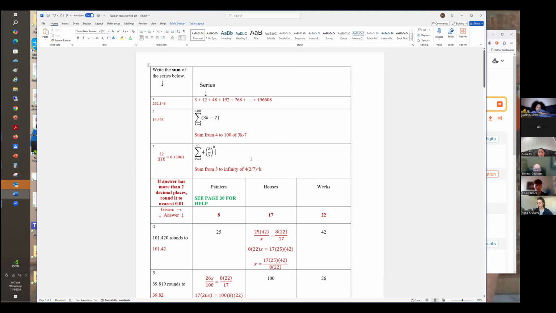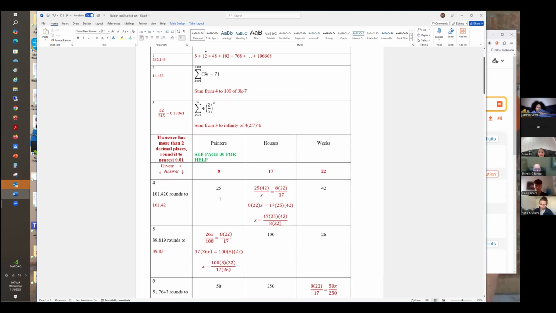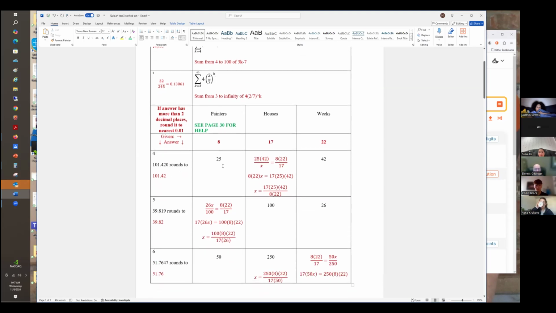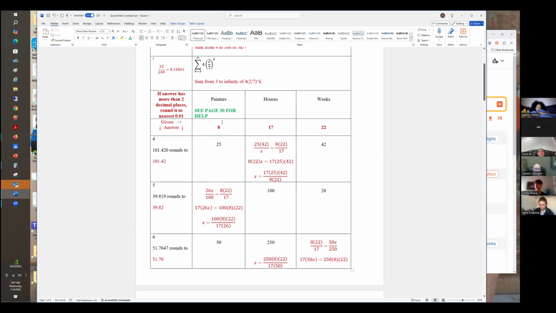Page 30, that's the one you're going to use to get help. On page 30, it gives you an example of how to find the answer when you're missing the number of painters, when you're missing the number of houses, and when you're missing the number of weeks. So 2 of these will be known, and the third one will be unknown. I just called it X just for the heck of it.